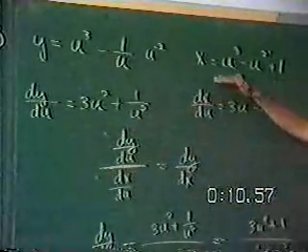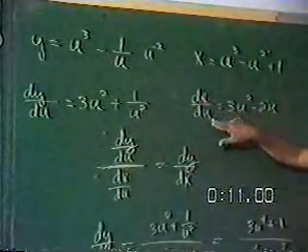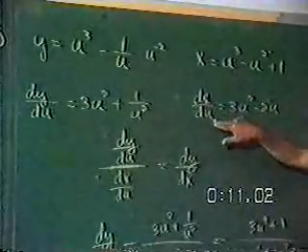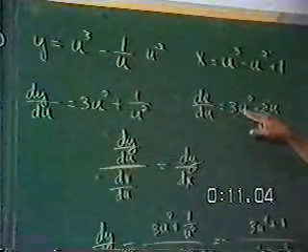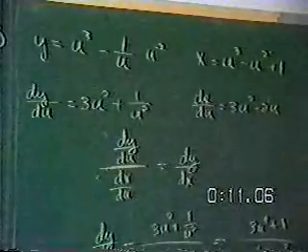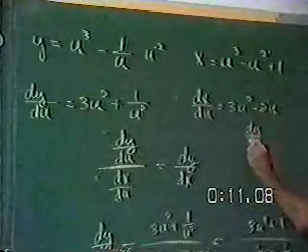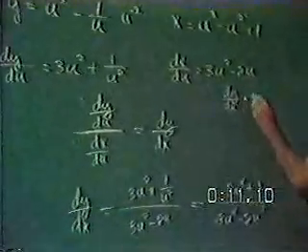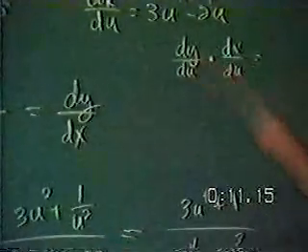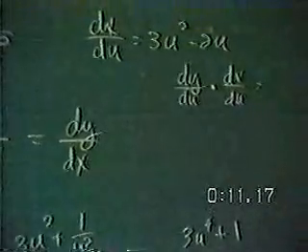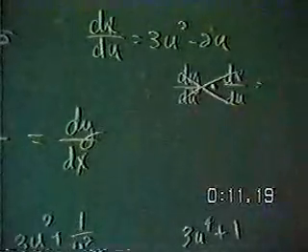Now, doing this one is going to be dx du. And dx du is equal to 3u squared minus 2u. Well, dy du times dx du doesn't get us anywhere. Nothing divides out. We don't get dy dx, so we can't use that.